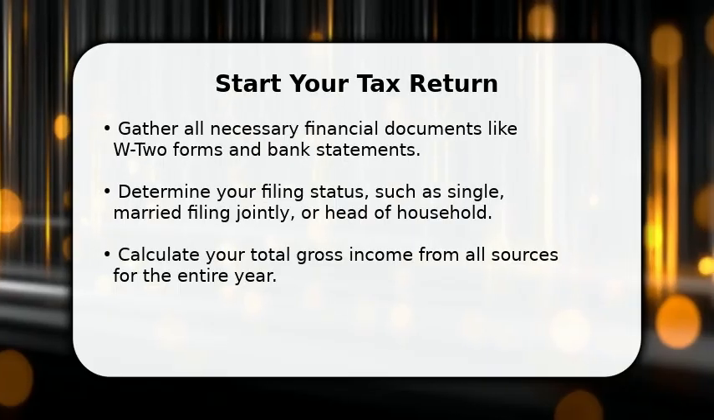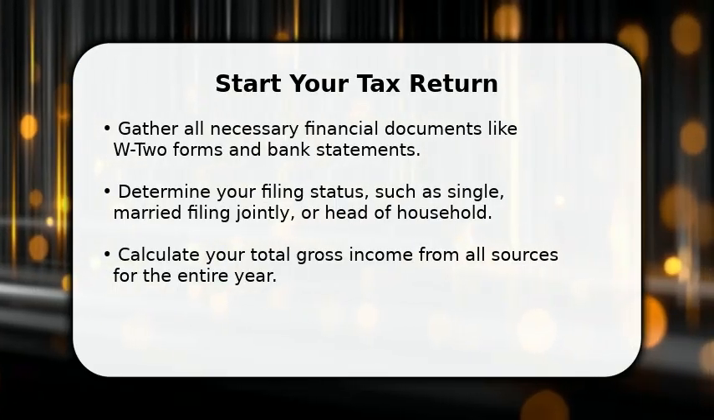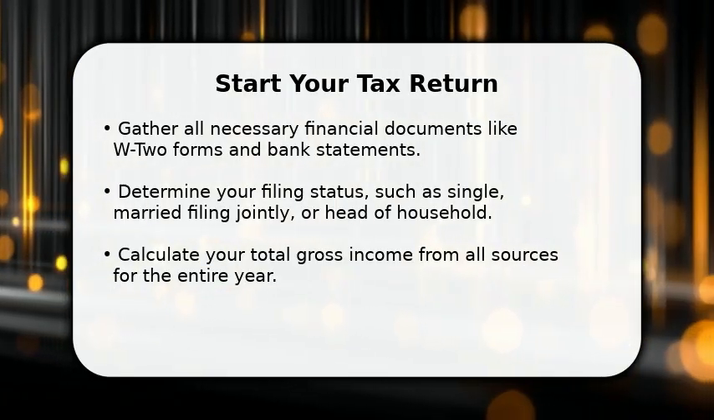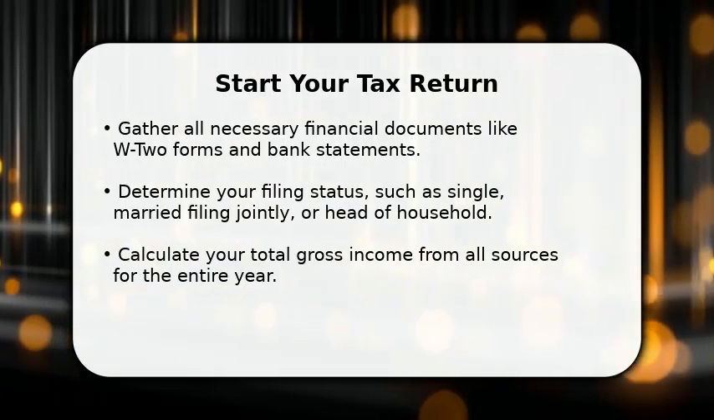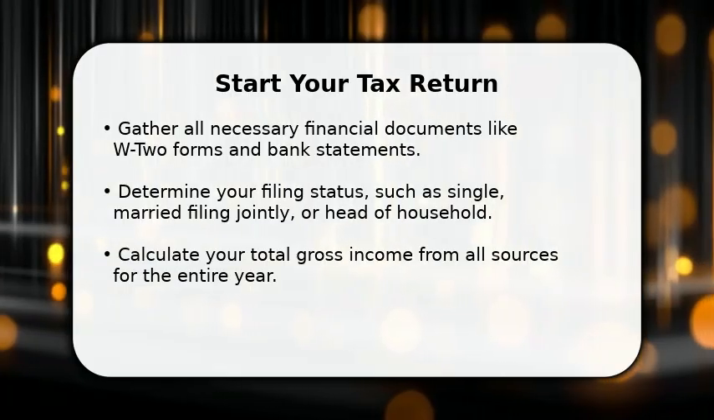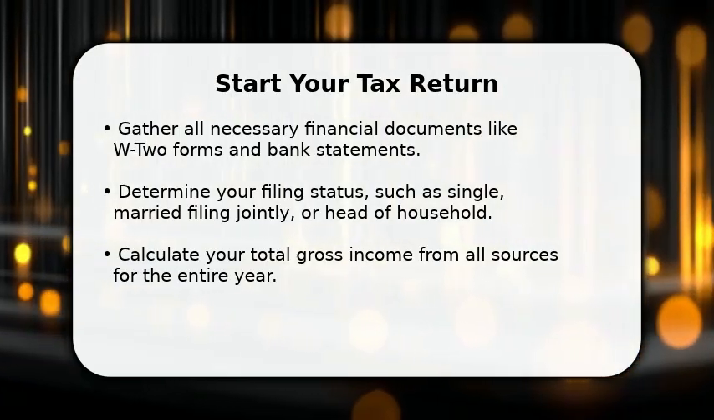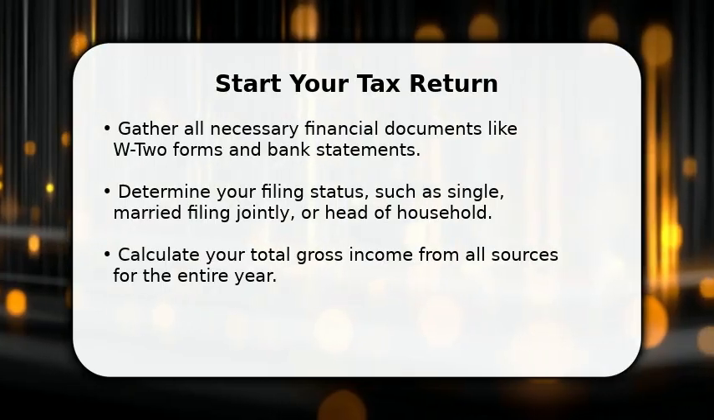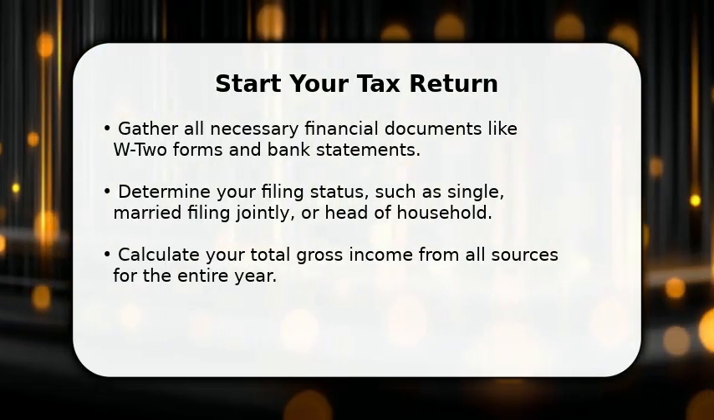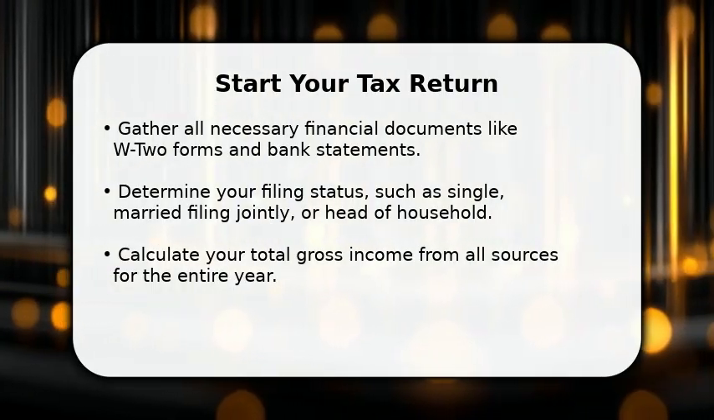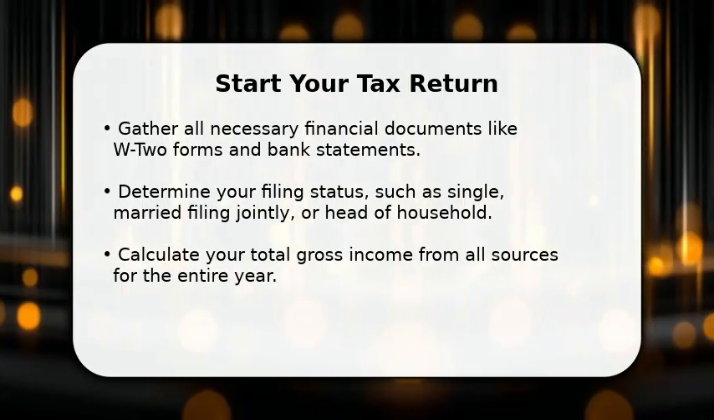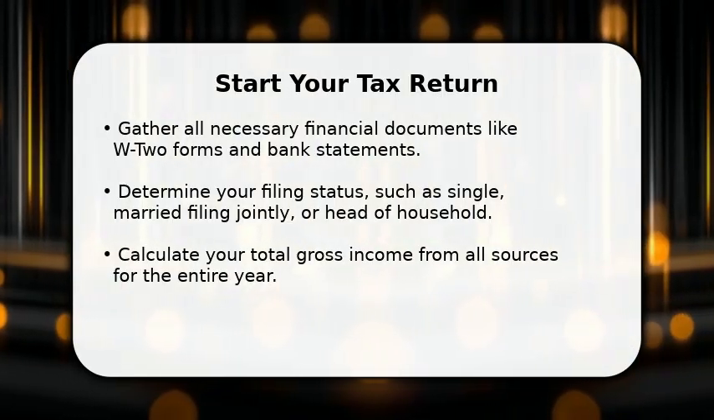In this video, I will explain how to calculate your tax return. First, gather all your essential financial documents, including W-2 forms, 1099 forms, and bank statements. Next, determine your correct filing status, which could be single, married filing jointly, or head of household. Finally, calculate your total gross income from all sources for the entire year. This initial step is crucial for an accurate return.